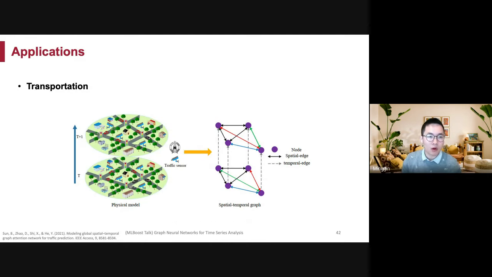And when we talk about some applications, because it's very important, like how we can use certain techniques in real world problems. The first one is transportations. Here I will not discuss too much because many previous examples are about the transportations. It's really about how you characterize each node and their underlying dependencies.